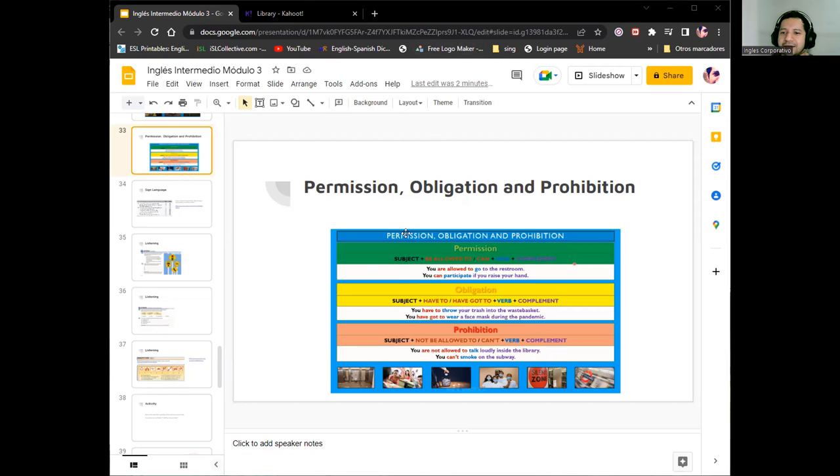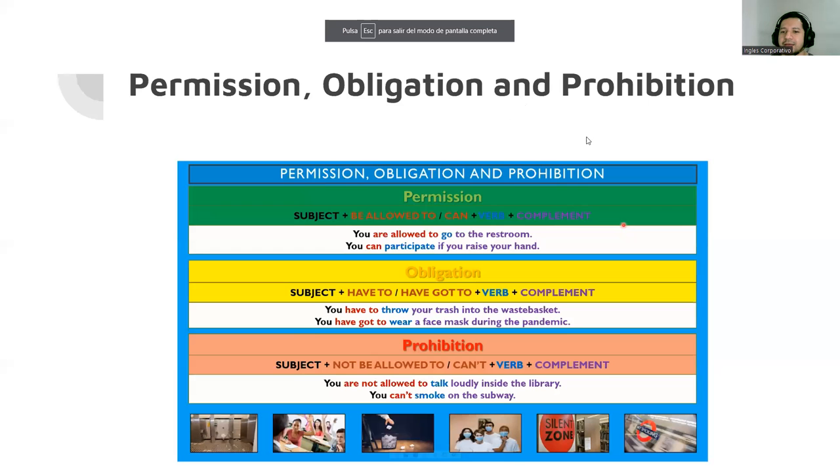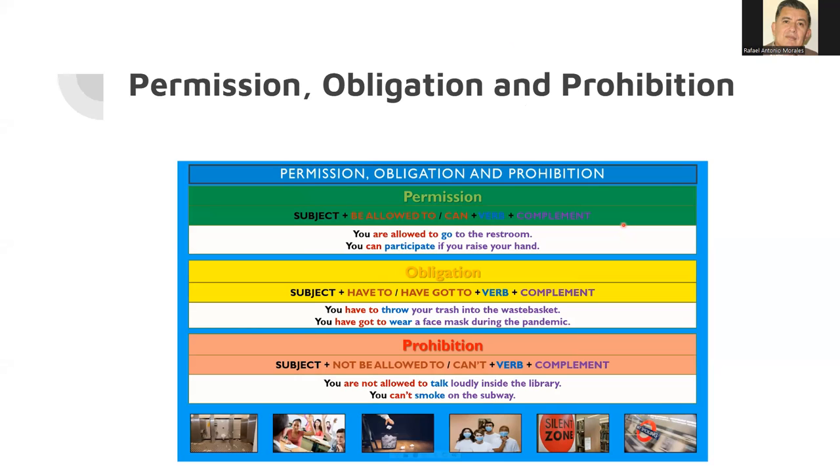Vamos a comenzar con un repaso acerca de permission, obligation and prohibition. Como lo estábamos estudiando en las clases anteriores, pues era el sujeto, be allowed to.